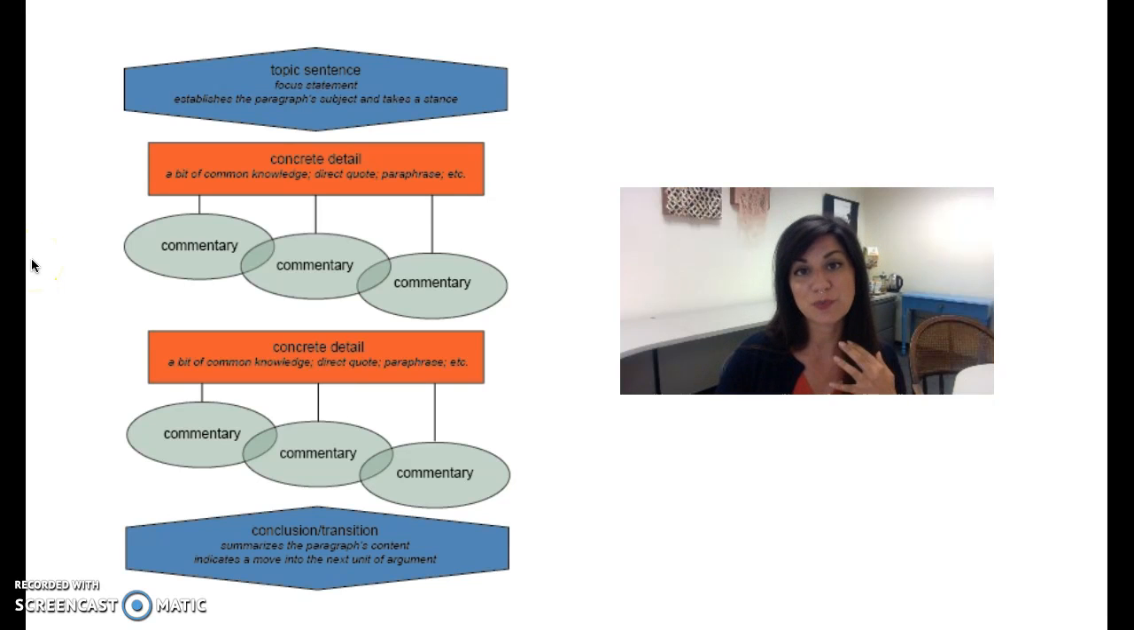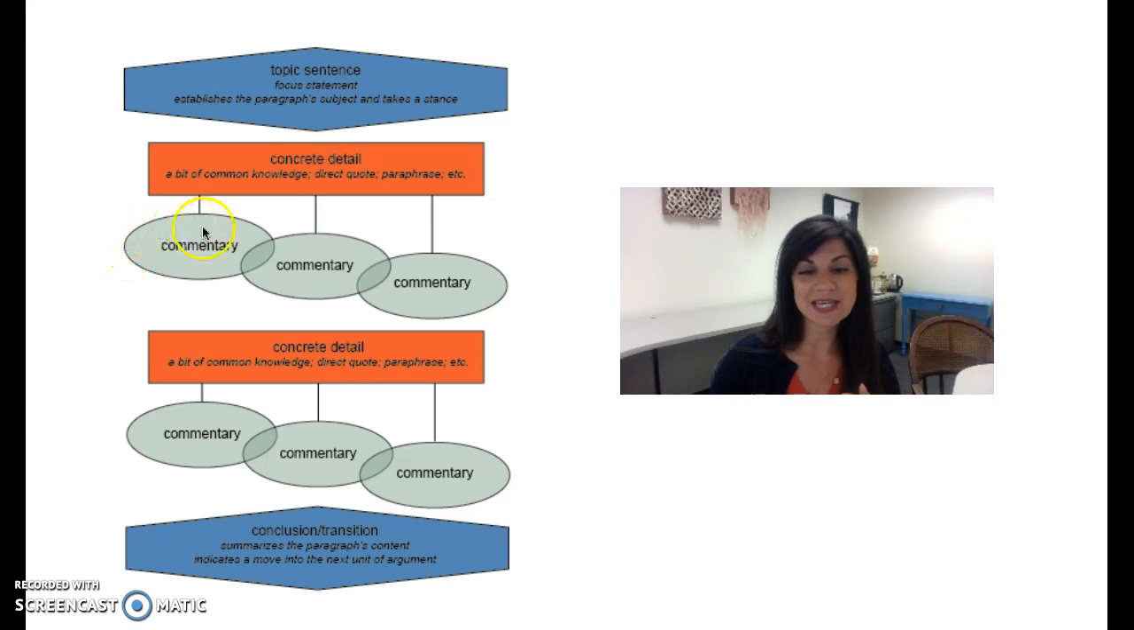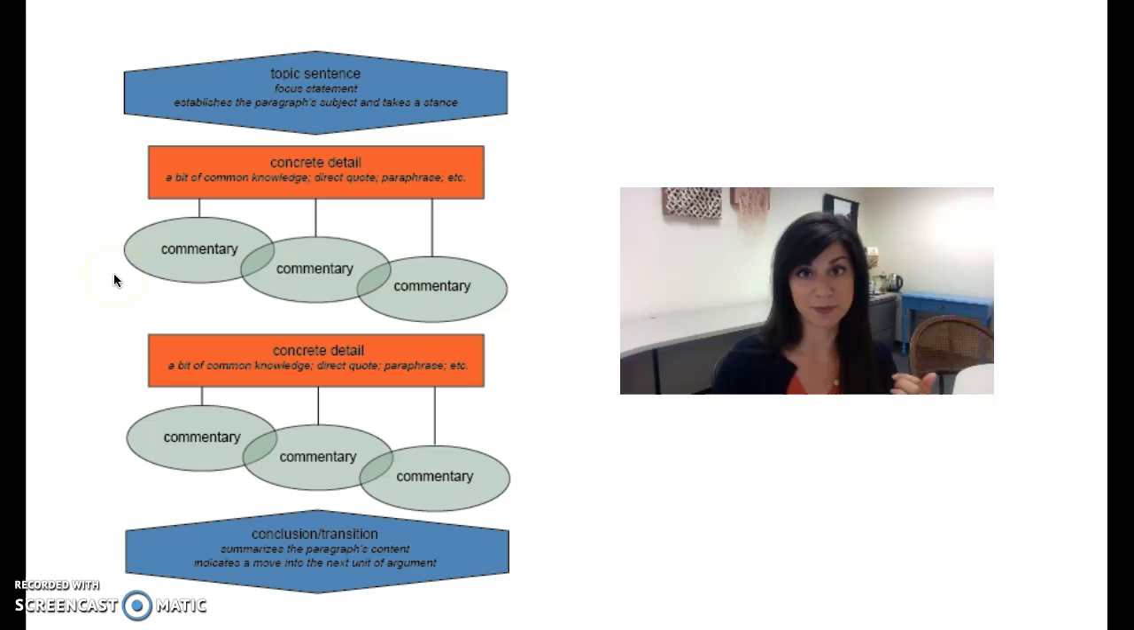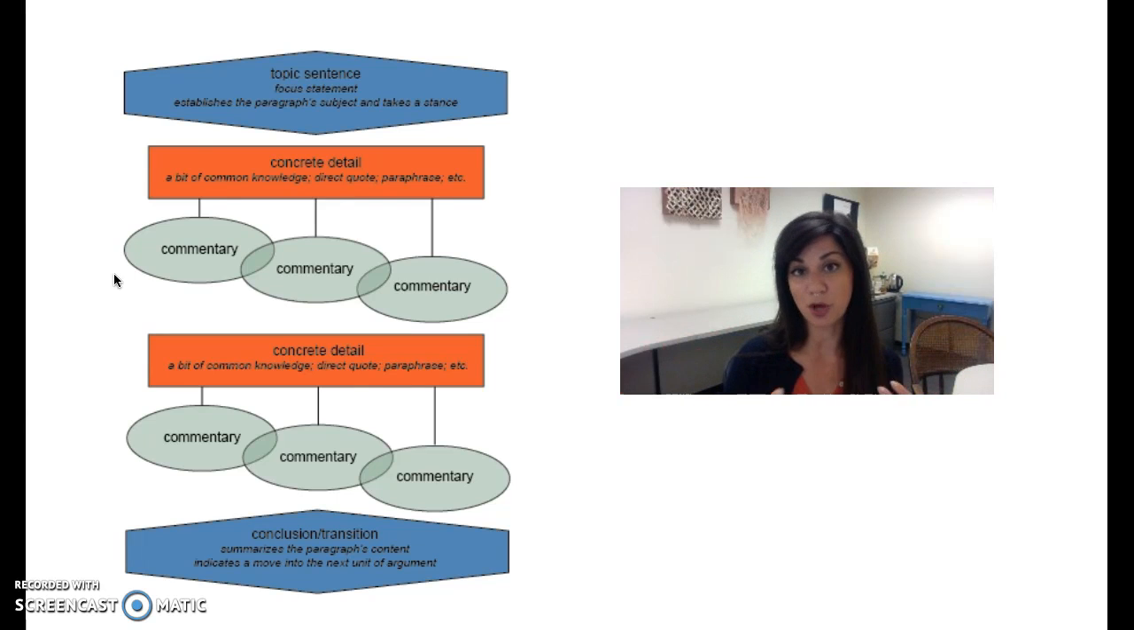Then we've got commentary sentences. Commentary sentences are comprised of original insights about the concrete details. They are not facts, but they might use facts to express an opinion. They're the main substance of a written argument. And you can see in this diagram that they overlap each other. They should be connected to one another, just like they're connected to the concrete detail. So the idea is that you present a concrete detail and then one or two or three sentences of commentary, depending on how long your sentences are, and then you do that again, another concrete detail and some commentary.